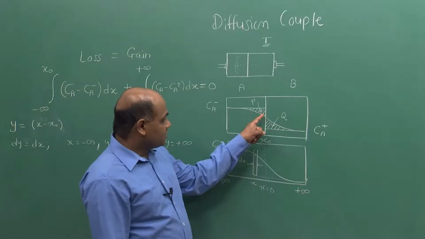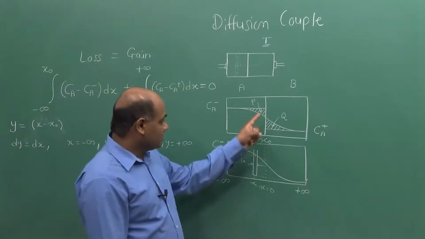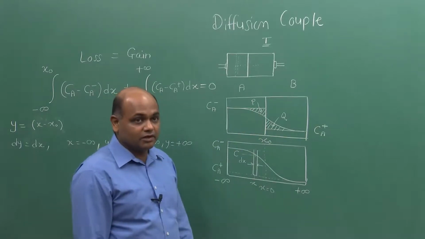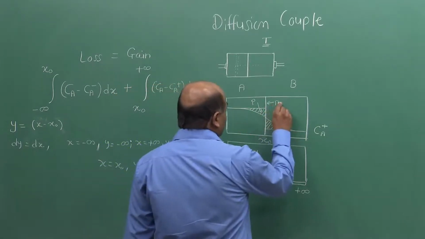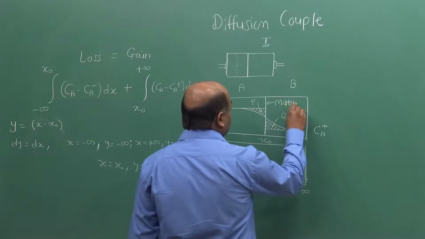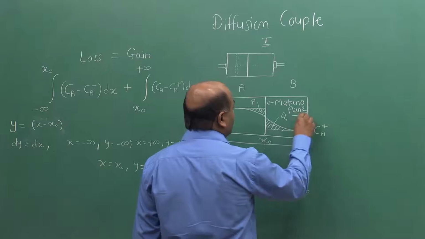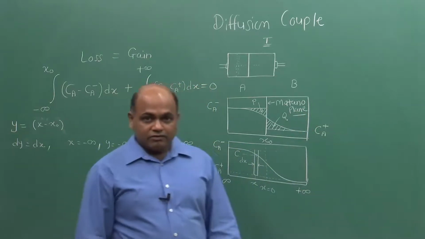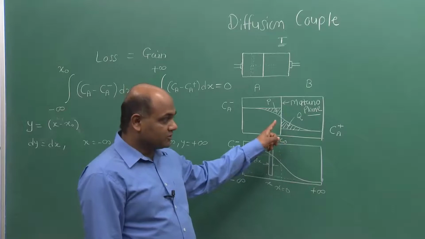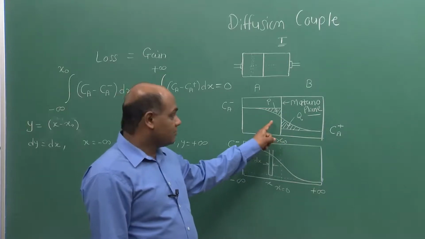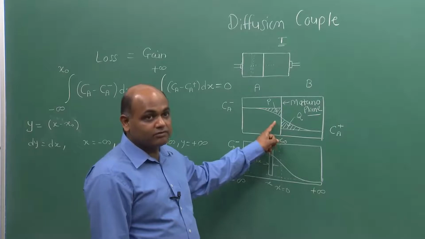So, area P on the left should be equal to area Q, and this is how we can locate the initial contact plane, which is also referred to as metano plane. Now, we have fixed the reference frame here with the assumption that partial molar volumes of all the individual components are independent of composition.